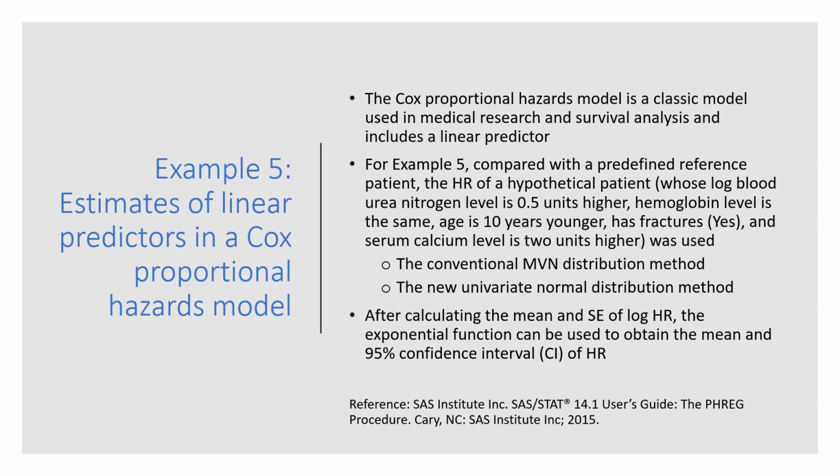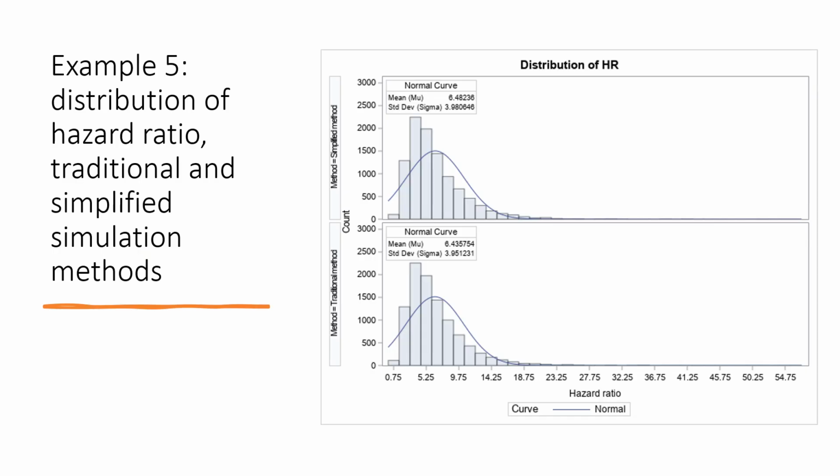Example 5 was linear predictors in a Cox proportional hazards model. The Cox proportional hazards model includes a linear predictor. In the appendix of our article, we provided the details of the conventional method, which generated the multivariate normal distribution data for the 5 coefficients to calculate the log hazard ratio, and the new method to directly generate the univariate normal distribution of the log hazard ratio. As shown in the plots, the distributions of hazard ratio of these two methods were the same.